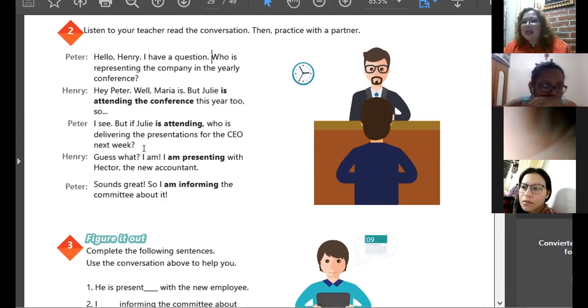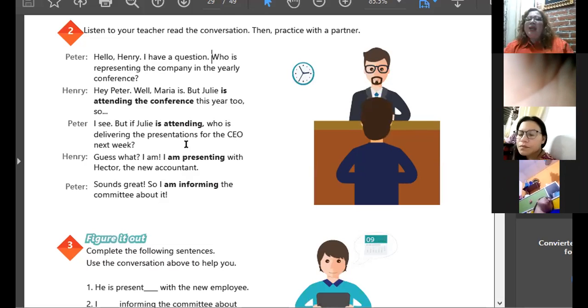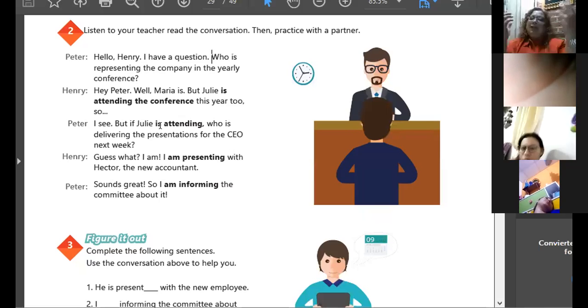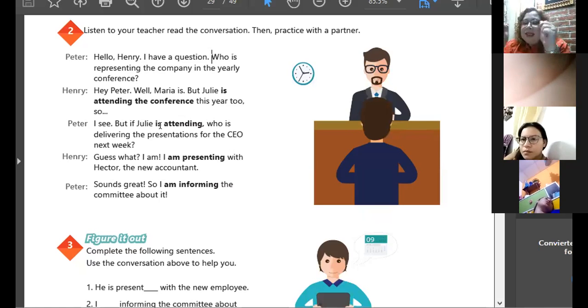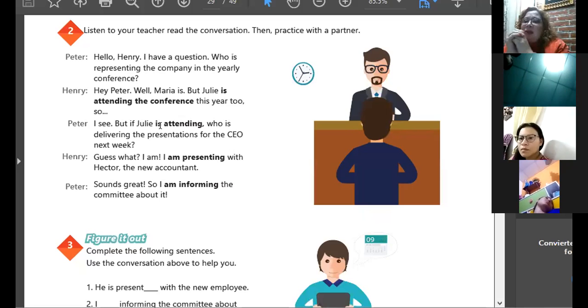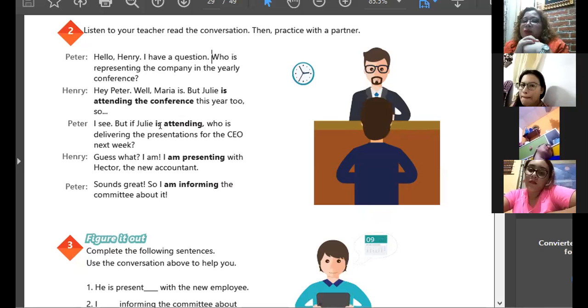Next week. Correct? Okay. Entonces, ¿cómo vamos a diferenciar cuándo es que está diciendo las cosas que estamos haciendo en el mismo momento que estamos hablando y cuándo son las cosas a futuro? Do you have any idea?